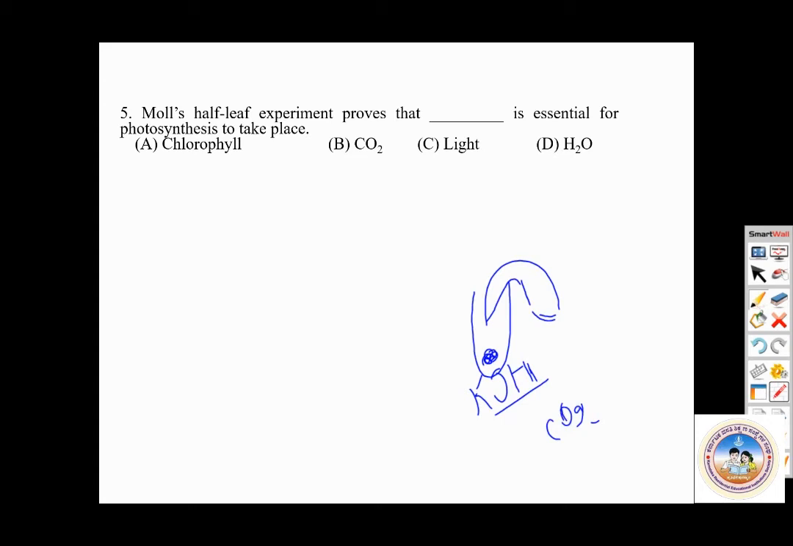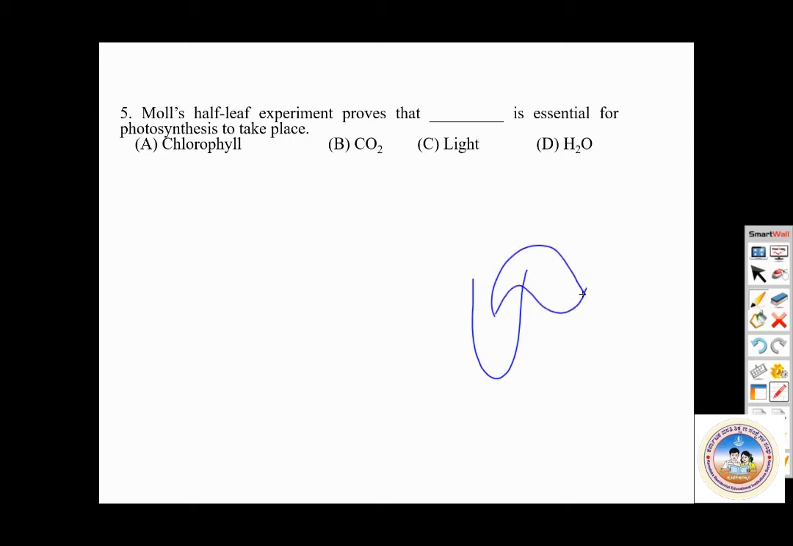One minute. Now let's start with the experiment. You will have a test tube and you will place a particular leaf inside. Here you will place KOH, potassium hydroxide. What does potassium hydroxide do? It will absorb your carbon dioxide completely.